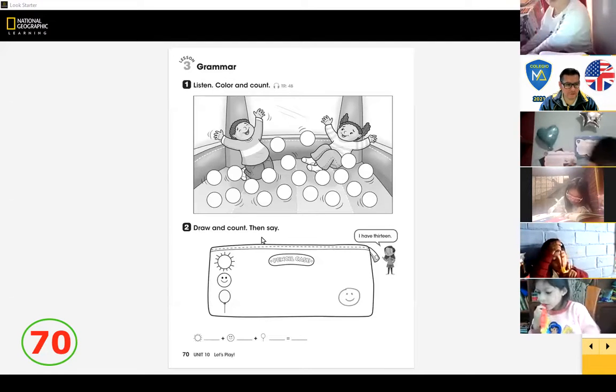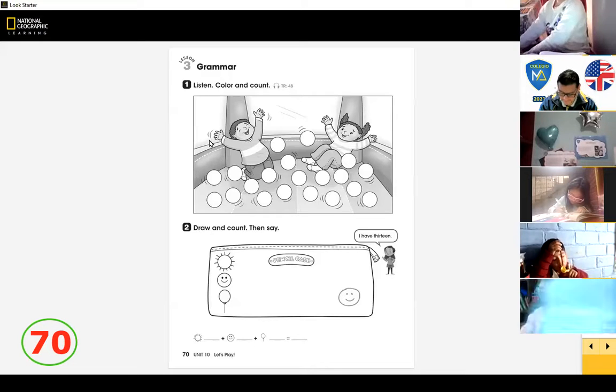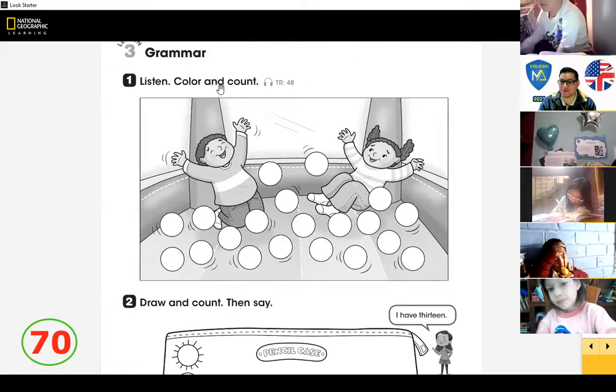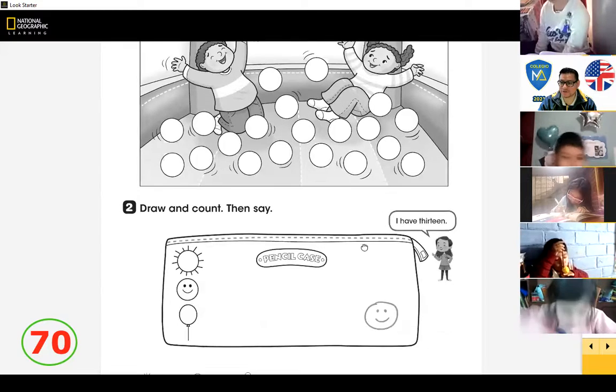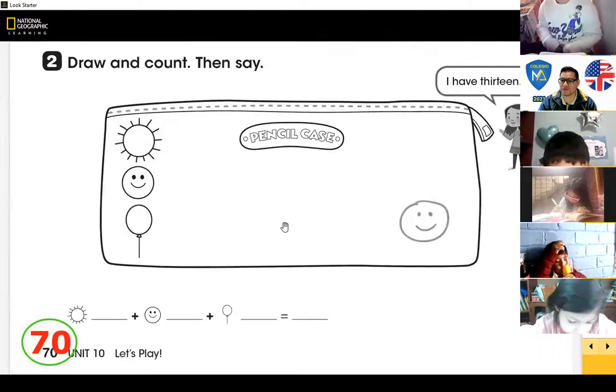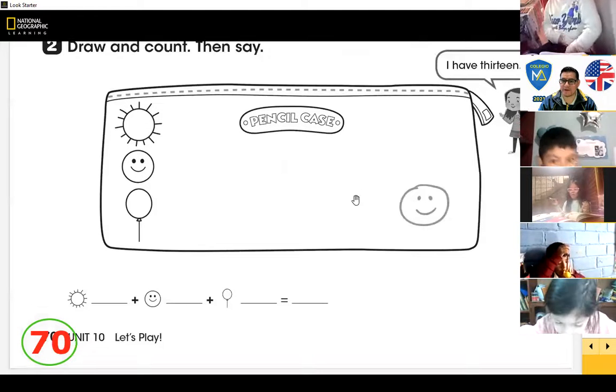Jess, are you here, right? You know, the previous class, we did this activity, right? La clase anterior, we did this activity. Hicimos la activity number one. Ahora nos corresponde hacer the activity number two. What do you have to do here? Here says something, no?